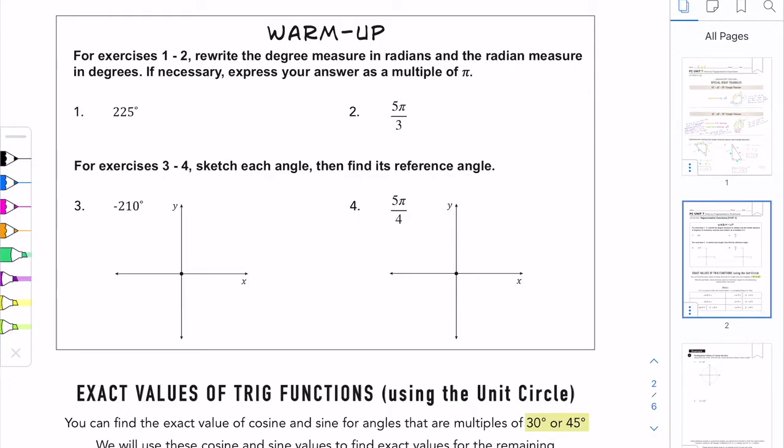So for the warm-up, exercises 1 and 2, you need to write the degree measure in radians and the radian measure in degrees. I'm just going to go through these. You can watch as I go through them, but I think at this point everyone should know how to do this, so I'm not going to explain. Same thing with 3 and 4, finding the reference angle.